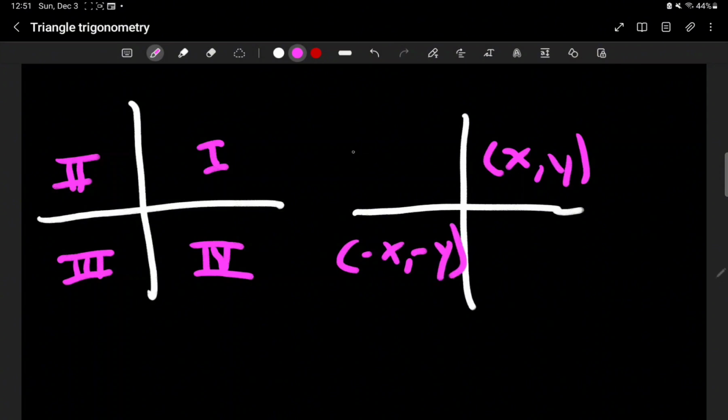For quadrant 2, the x value is going to be negative and the y value is going to be positive. And for quadrant 4, the x value is going to be positive and the y value is going to be negative. So now that we know our quadrants, we need to know what's going to be put in our quadrant, and that is our right triangle.